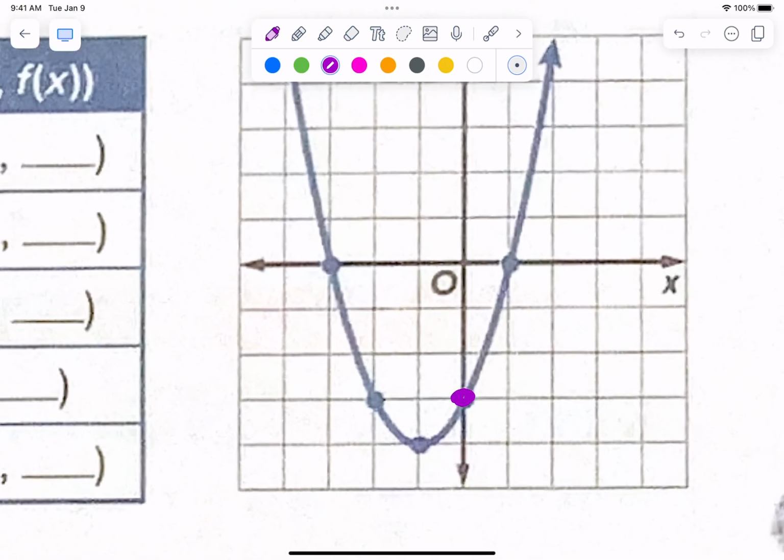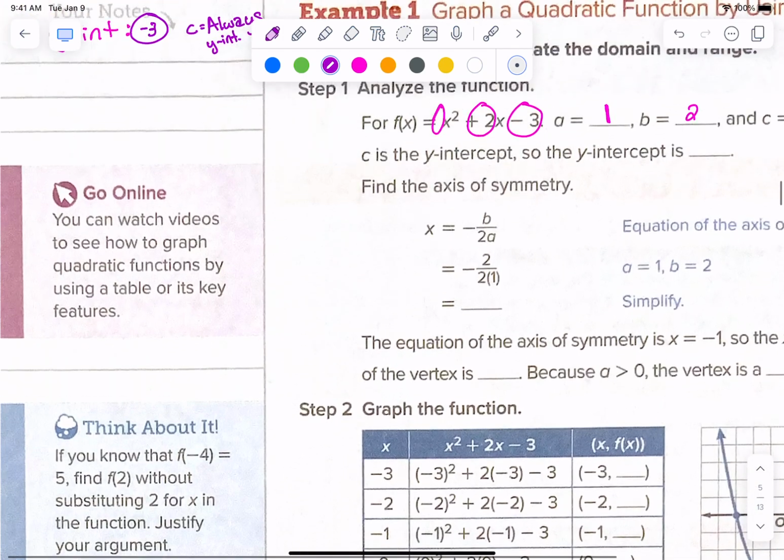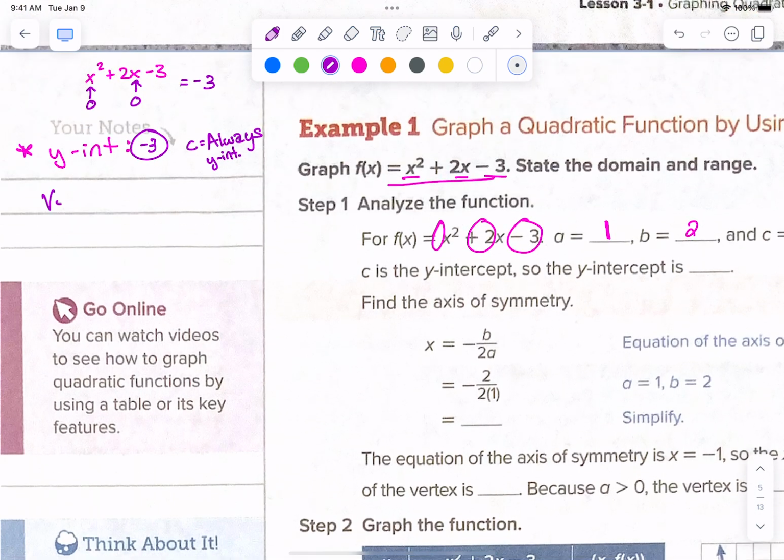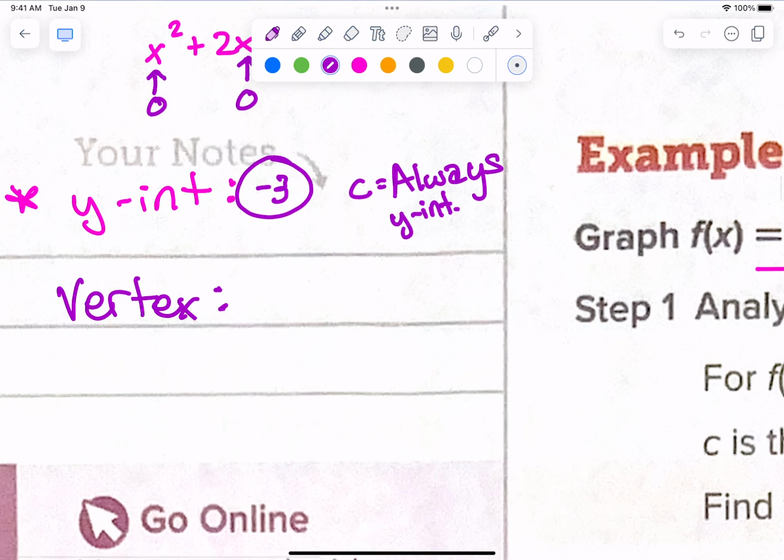Now, a couple other things that we have to identify, okay? If I'm trying to solve for the vertex, this is the little bit that you're going to have to memorize. Are you ready for this? It's a little formula, okay? Your vertex is going to be a coordinate point, where his high or low value is. This is what you're going to have to remember. Negative b over 2a.